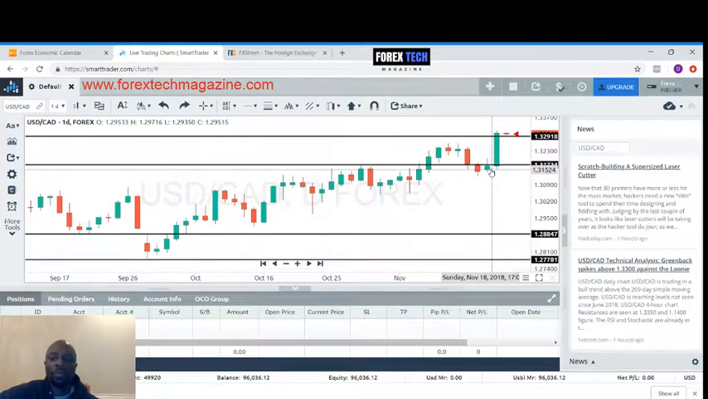Now, here's the thing. It looks like based off of this chart here, and let's go over this for a second. Let me take a step back for a minute, right?